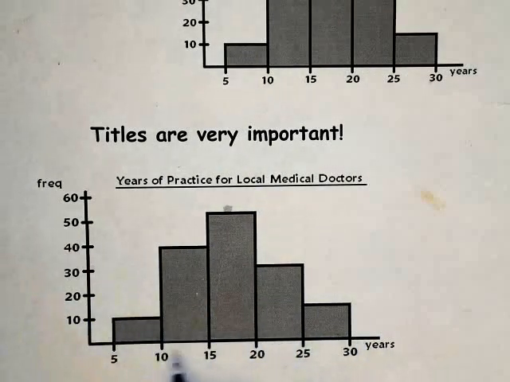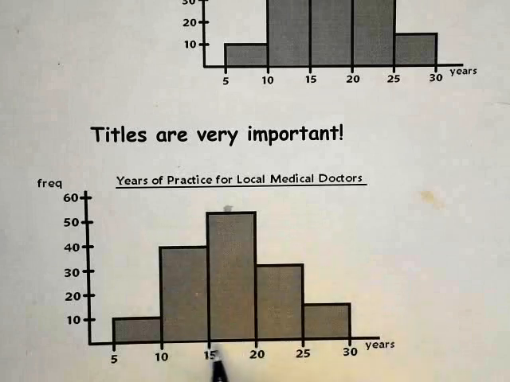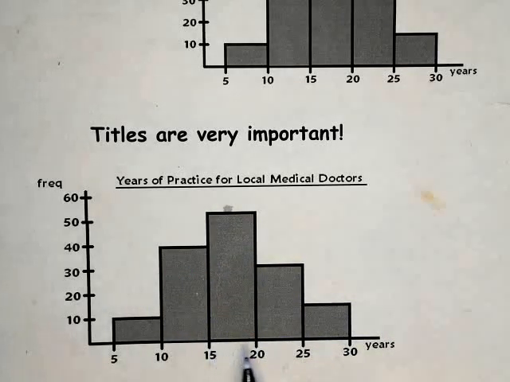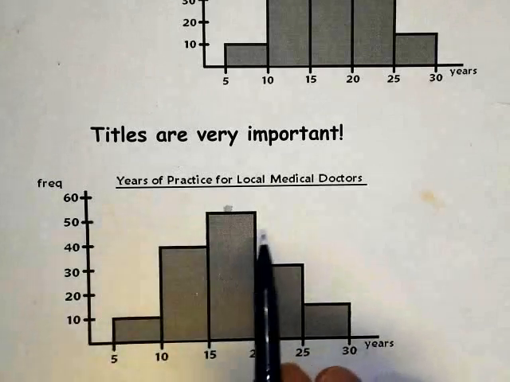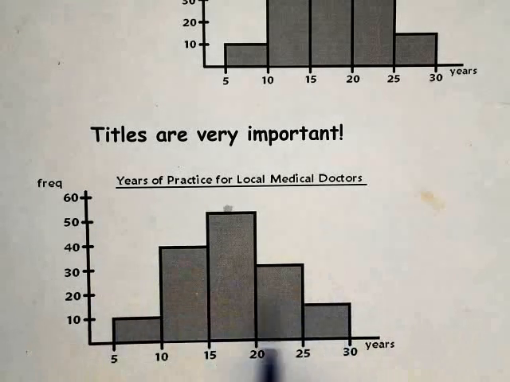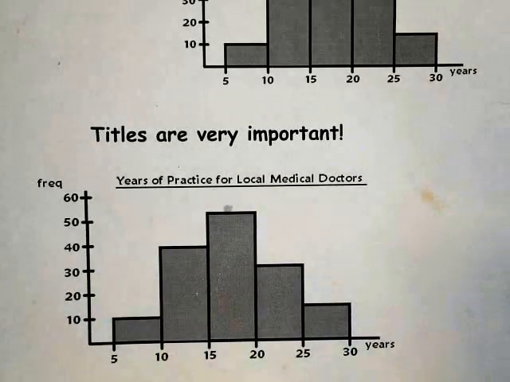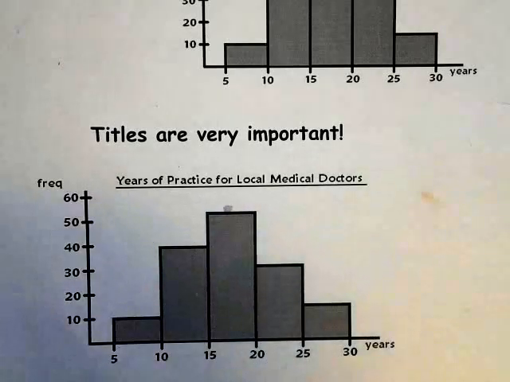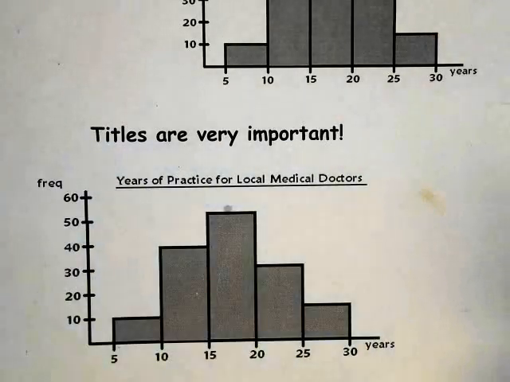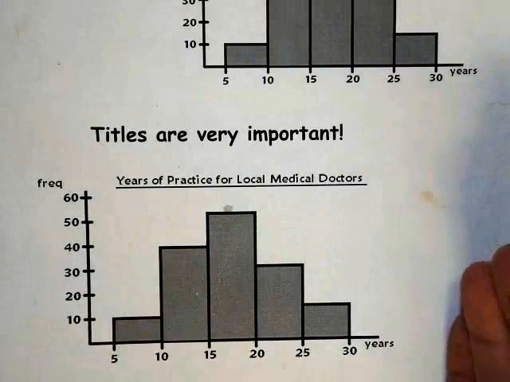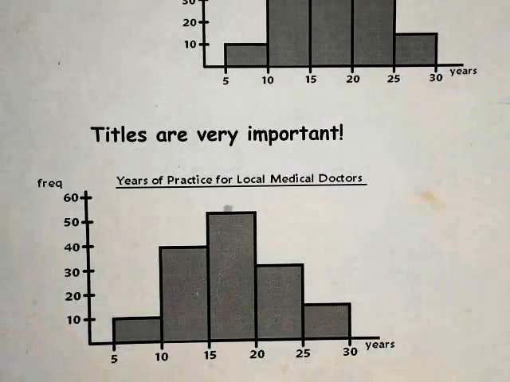And so what you can see here then is, for example, the number of local medical doctors that have practiced between 15 and 20 years is a little more than 50, and so on. So can you, with this title, interpret what this graph says? And the answer is yes, you can. The title is the key that unlocked the information in this graph. Without the title, no matter how nicely you did the graph, the graph did not convey any information. And so the titles are very, very important.